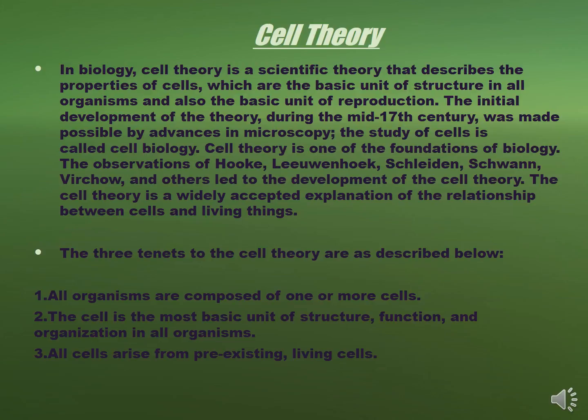The observations of Hooke, Leeuwenhoek, Schleiden, Schwann, Virchow, and others led to the development of the cell theory. The cell theory is a widely accepted explanation of the relationship between cells and living things. The three tenets of the cell theory are described below.